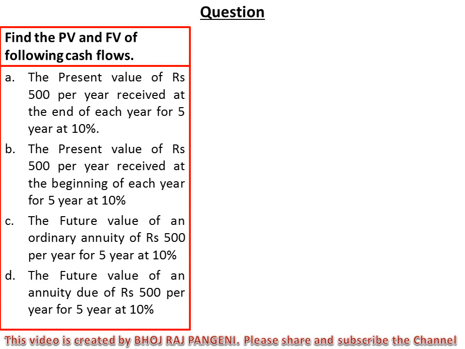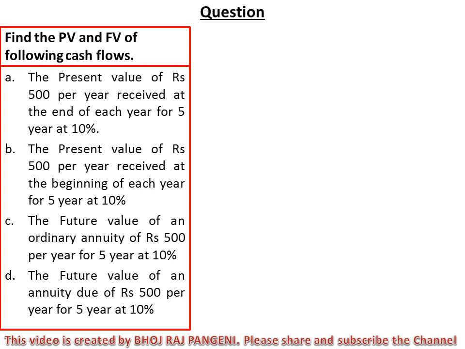Per year means every year. That is called PMT. If in the question there is the words per year, then it will be the PMT. The present value of rupees 500 per year at the end of each year. End of each year means simple. End means simple, beginning means due.